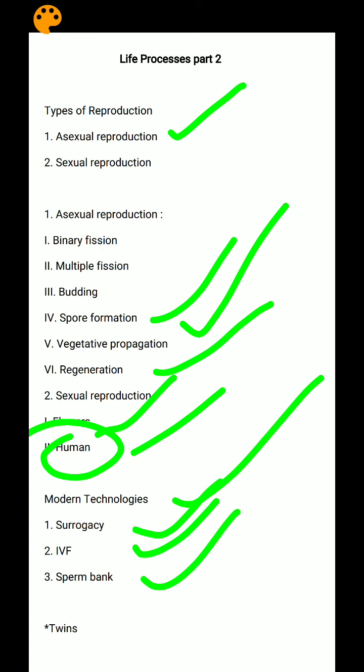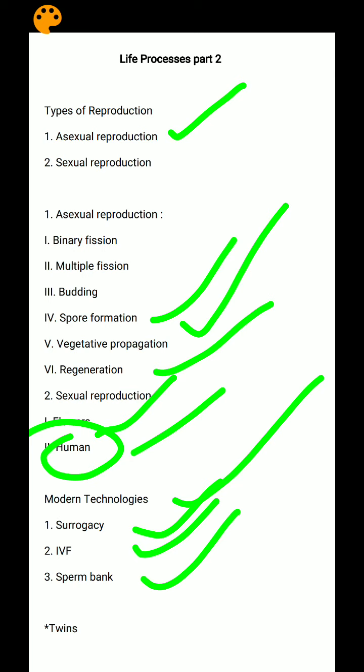Surrogacy. The surrogacy technique is used when women have problems regarding pregnancy. In this process, gametes from the male and female are fused in a test tube. Then when the zygote is formed, that zygote is inserted into a surrogate mother.